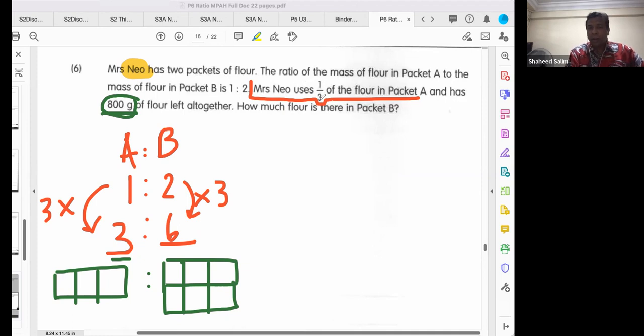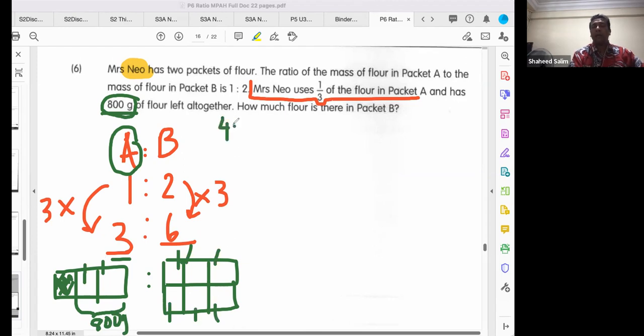Mrs. Yo uses 1 out of 3 of the packet. So she used 1 already. How many is left? It's 2 lah. 2 units left in packet A. You see? She uses 1 out of the 3 parts in packet A and has how many grams? 800. So 2 units is 800 grams. So 1 unit is how much? 1 is 800 divided by 2, get 400. So 400 times 6 lah. If you want to find how much flour in B, take 400 grams times 6. You get 2,400 grams, which is 2.4 kg.